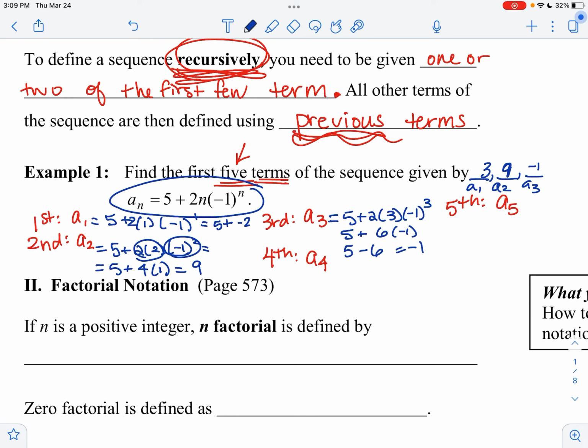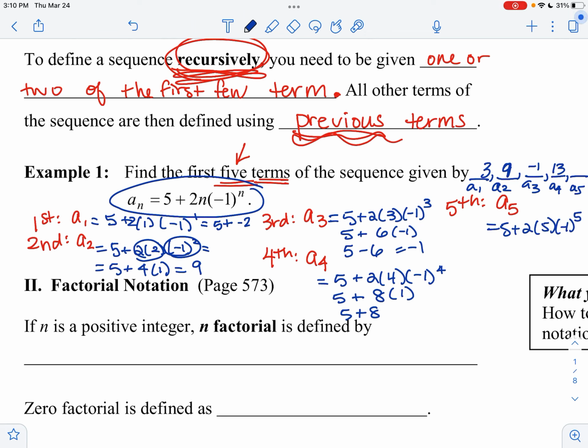The fourth term is going to be 5 plus 2 times 4 times negative 1 to the fourth power. That's going to be 5 plus 8 times 1, which is just 5 plus 8, which is 13, the fourth term. And the last term, a sub 5, we say is 5 plus 2 times 5 times negative 1 to the fifth power. That's 5 plus 10.